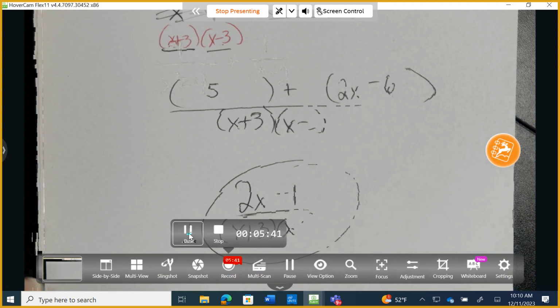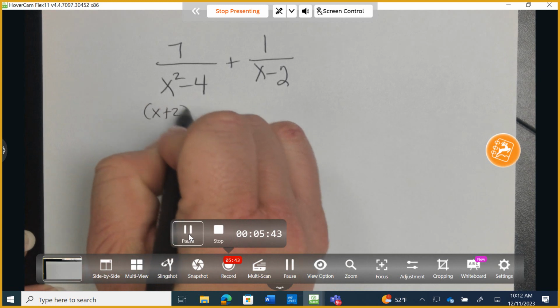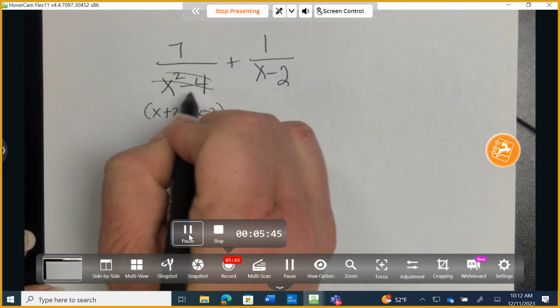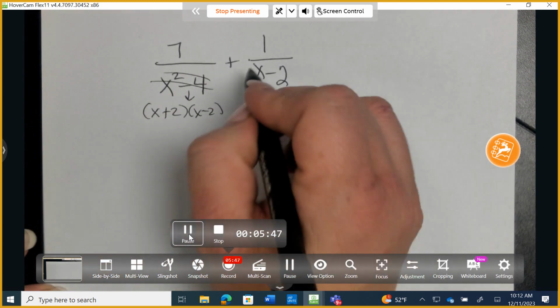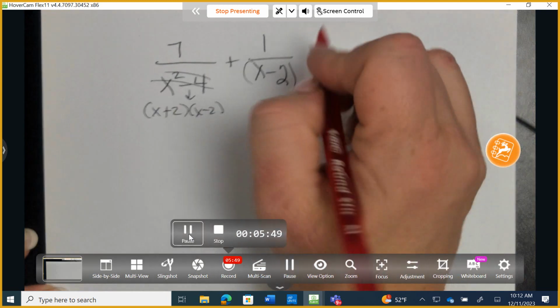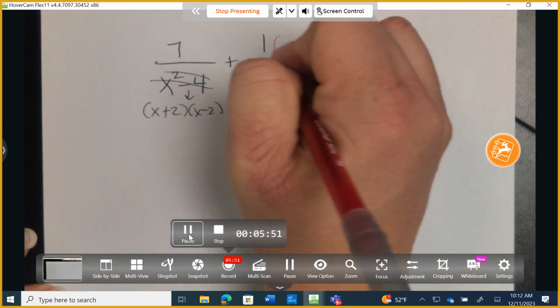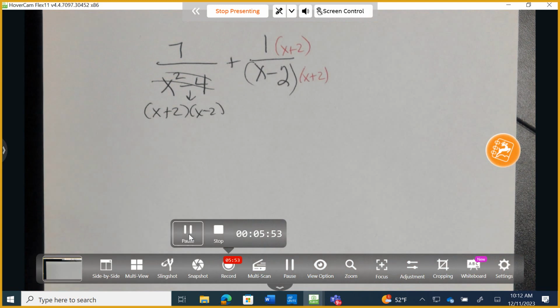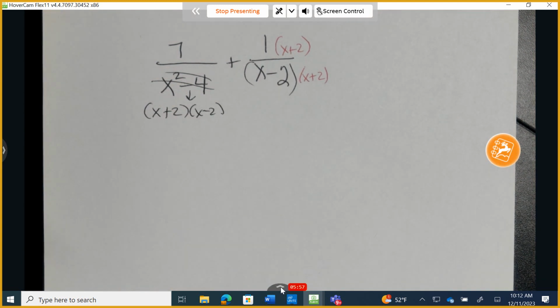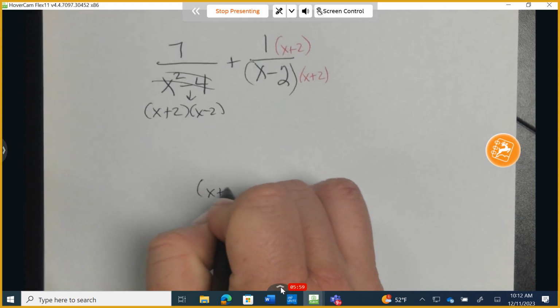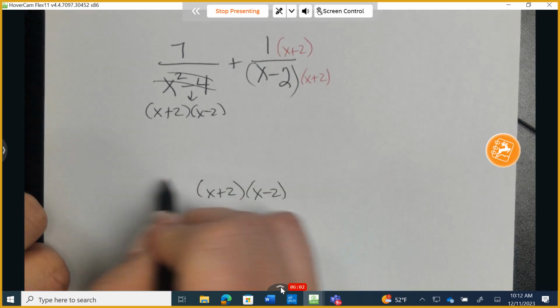So I'm going to start on this. This factors into x plus 2 and x minus 2. So this is equivalent to this. And my right-hand side, this is simply missing an x plus 2. Whatever I attach on the bottom, I must also attach on top in the numerator position. Now they both contain an x plus 2 and x minus 2.